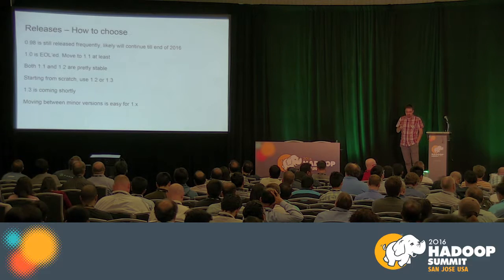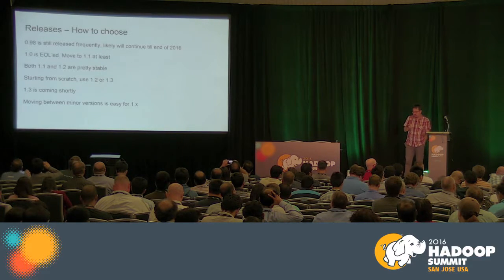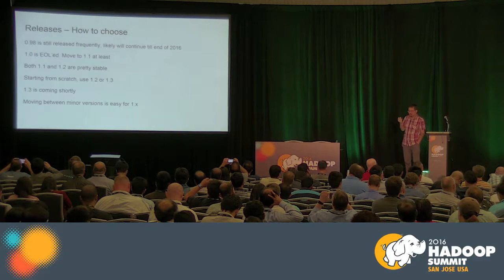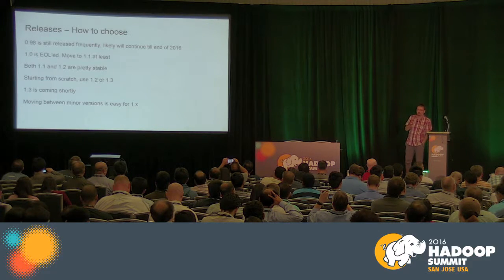So one of the most important questions from users is, how do I choose a particular release? How would I know whether to pick 1.0? How would I know whether to pick 1.2, for example, right? So for this, I try to give a short summary.